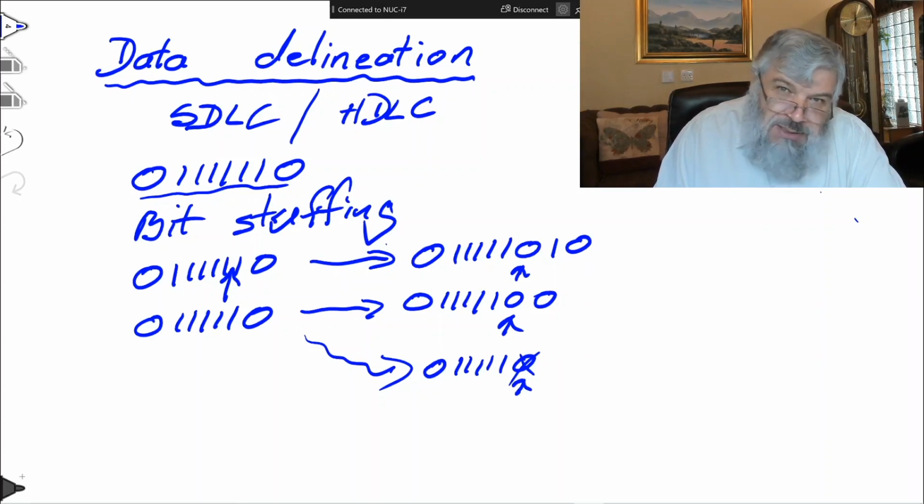HDLC uses known field lengths inside the frame, so it knows exactly how long every part of the frame will be, and therefore it doesn't need to delineate them in any particular way. More specifically, everything in the header has a known length. The payload can have a varying length, but it will be terminated by the flag at the end.